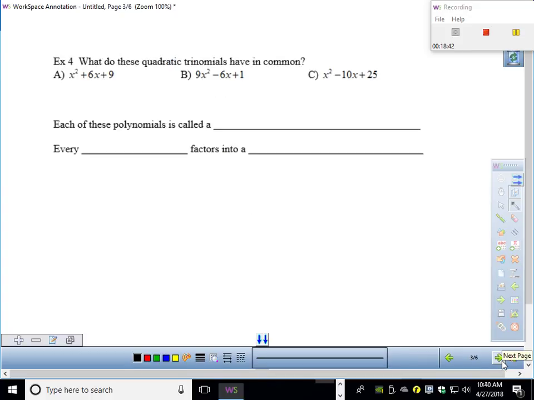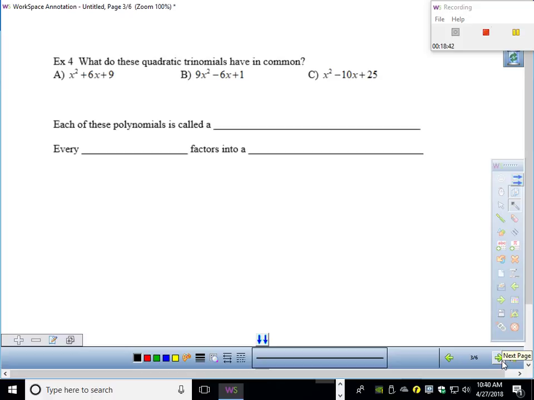So, example 4. It says, what do these quadratic trinomials have in common? And then we'll fill in a blank or two. This one I do want to be rather quick on. We're going to see these types of polynomials come up and how they're factored, so I just want you to get comfortable with how they are written.